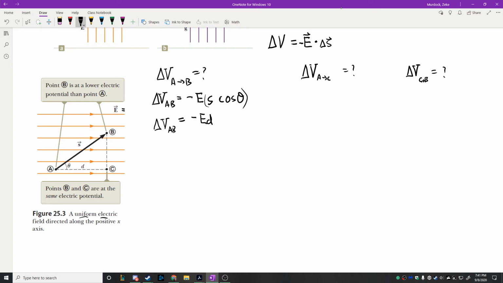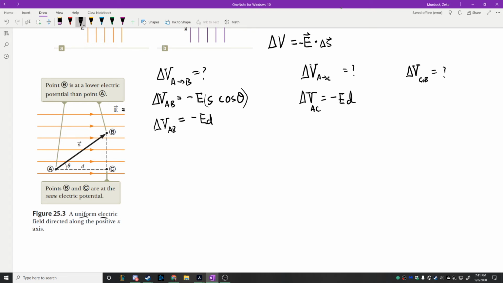All right. What about A to C? Well, we already did this. We already looked at a problem before where we went in a straight line. If you go from A to C right here, you immediately get E dot delta S just becomes E times D. Same answer. So the potential difference between the two points, A and B or A and C, is the same.